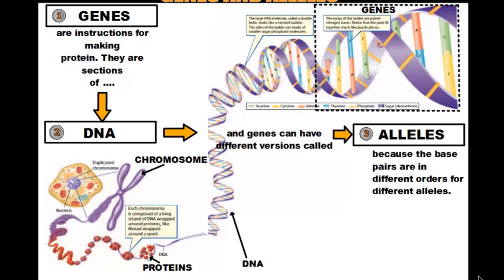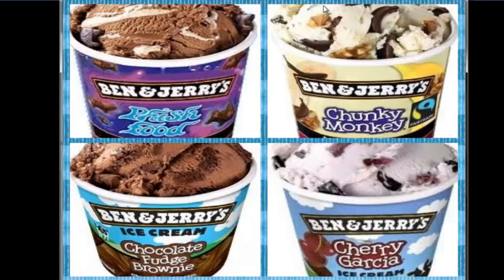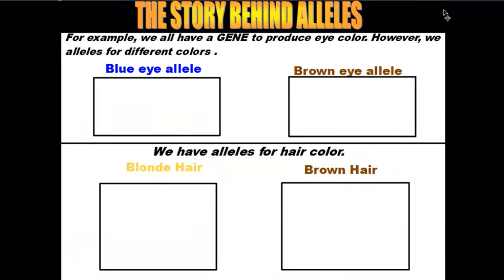So let's take a look at some examples of what alleles are. Now, as I said, different versions of genes are called alleles, so alleles are kind of like ice cream. As we all know, there's a certain way to make ice cream, but differences in the recipes call for different flavors. As we take a look here, each one of these flavors, like the fish food and the chunky monkey and the chocolate fudge brownie and cherry Garcia, those could be alleles for ice cream. They are all ice cream, however, they're different versions of that same kind of ice cream. And the same goes for human characteristics, except we don't count ice cream as characteristics.